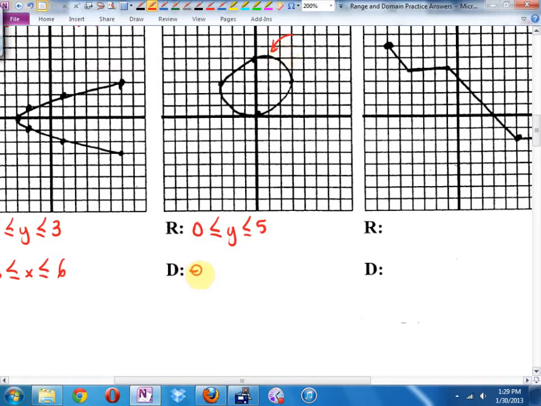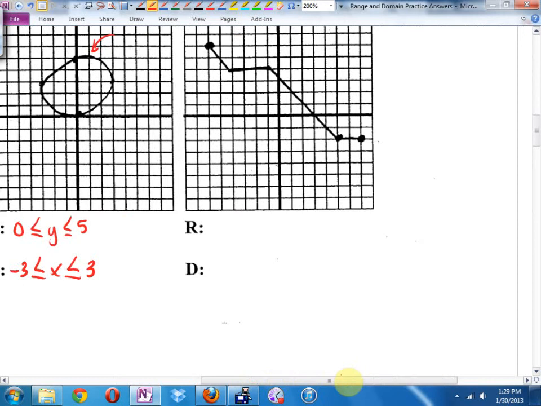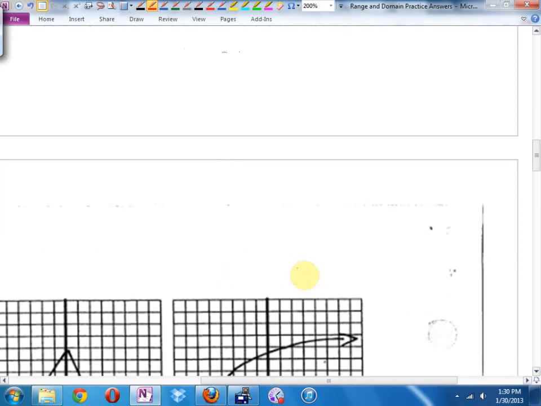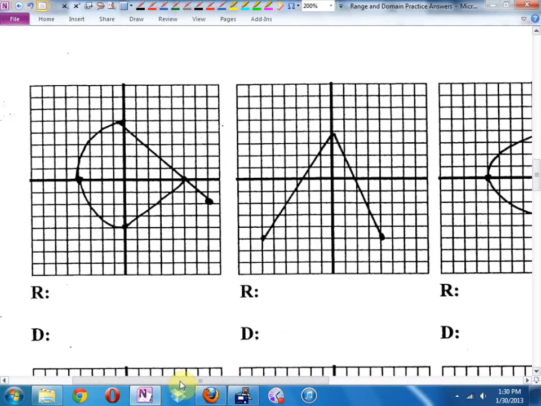Domain. Between -3 and 3. Function, yes. Range. The lowest we get is -2. We touch. The highest we get is +6, and we touch there too, because the circle is colored in. Domain. The furthest left we get is -6. We touch there. The furthest right we get is 1, 2, 3, 4, 5, 6, 7. Between -6 and +7, touching. And that's a function, if I didn't say so already.